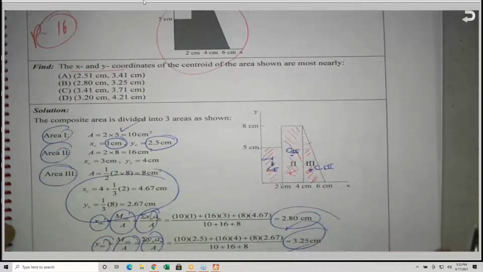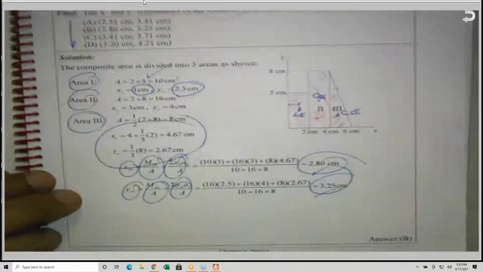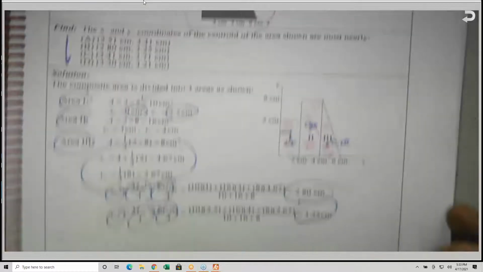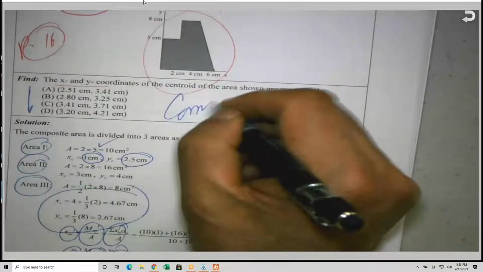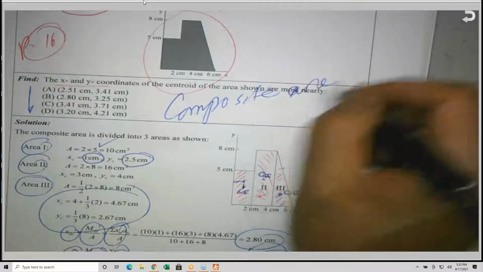And it should match one of these answers. So this is the composite area method, the composite area for centroid.